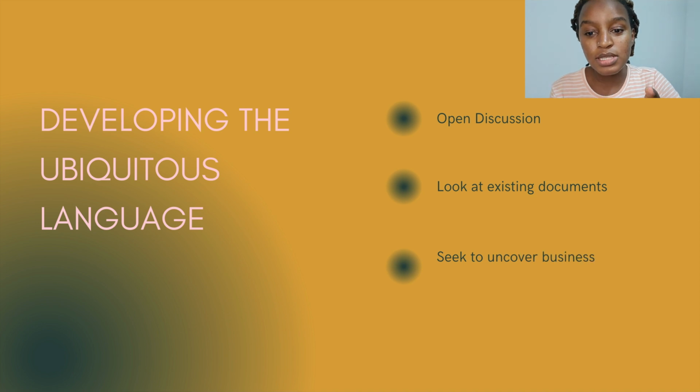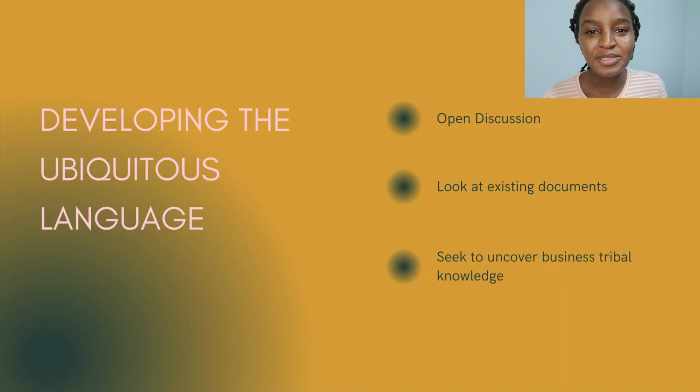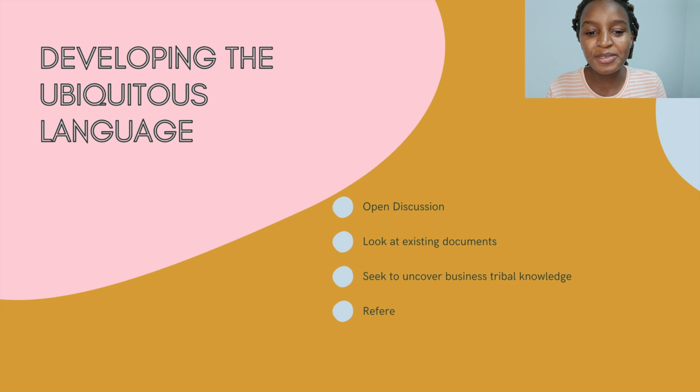You'll also need to seek to uncover business tribal knowledge. What is business tribal knowledge? This is the type of knowledge that is known by the specific few. So try to unearth that. Try to get those people who were even there when the company started, who may know secrets. They're not per se secrets, but who may know information that not everyone knows. So try to get that. Such information will help you develop your language better because you basically have all the information you need. You understand how some things came to be, how some processes came to be, and that will help you in the developing of the language.